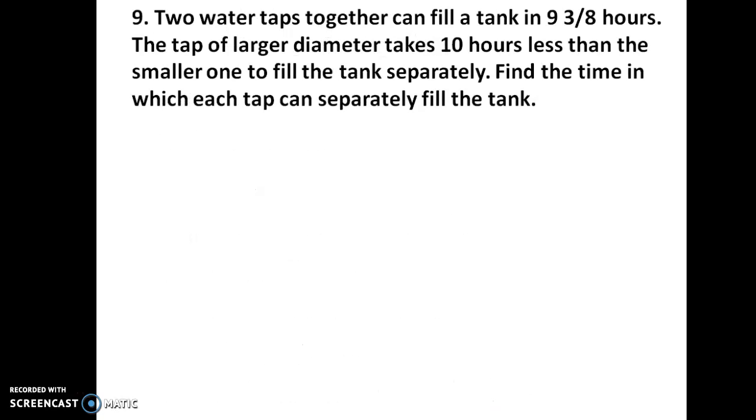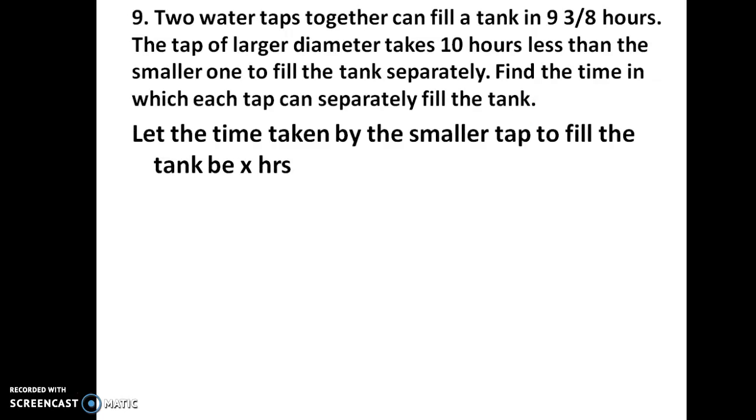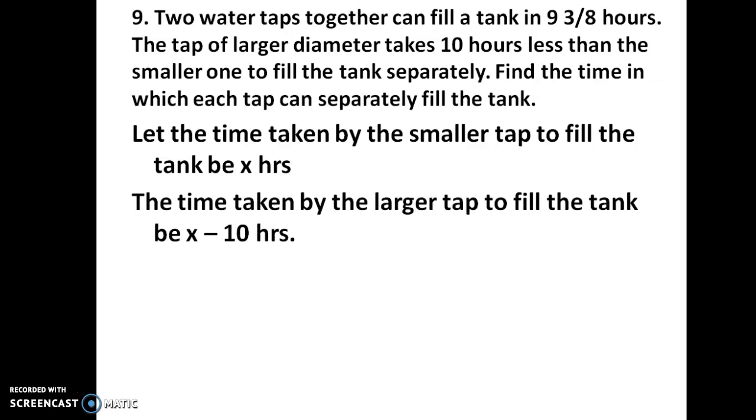2 water taps together can fill a tank in 9 3/8 hours. Okay, the tap of larger diameter takes 10 hours less than the smaller one to fill the tank separately. Find the time in which each tap can separately fill the tank. Okay, time taken by smaller tap to fill the tank is x hours, I am taking. Time taken by the larger tap to fill the tank is x minus 10 hours. Here it is given that it takes 10 hours less than the smaller tap. That's why x minus 10 is taken.